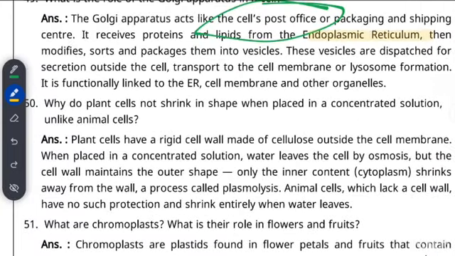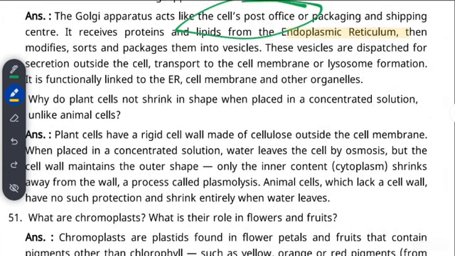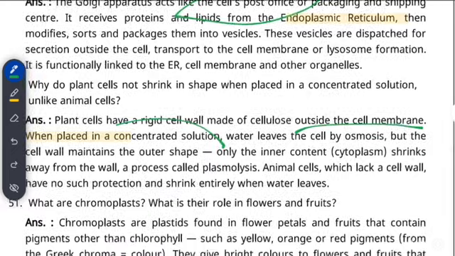Why do plant cells not shrink in shape when placed in salt solution, unlike animal cells? Look, why? Because plant cells have a rigid cell wall made up of cellulose outside the cell membrane. When placed in a concentrated solution, water leaves the cell by osmosis, but the cell wall remains in the outer shape. Only the inner contents, the cytoplasm, shrink. Whereas animal cells, which lack a cell wall, have no such protection and shrink entirely when water leaves.